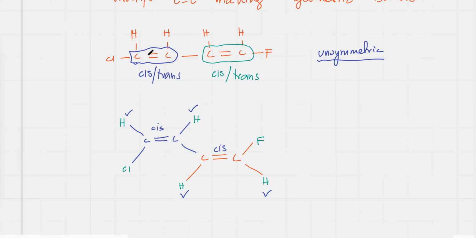Remember, both double bonds can exist in both forms, cis and trans. This one can also exist in cis and trans. So the version I've drawn over here is the one where both of them exist in cis form. Is this clear? Everyone, is this clear? Yes. Okay. Now, I'm going to draw the other ones.